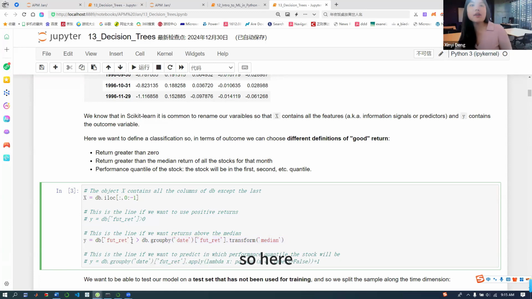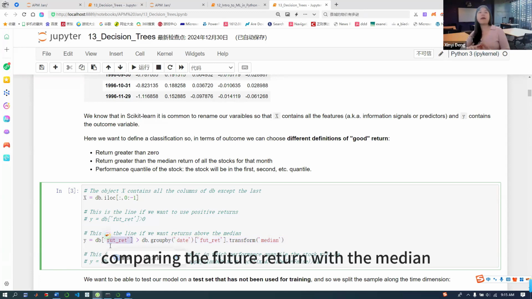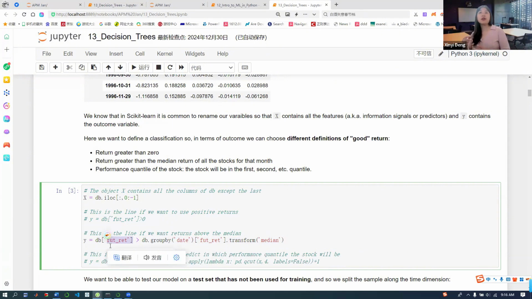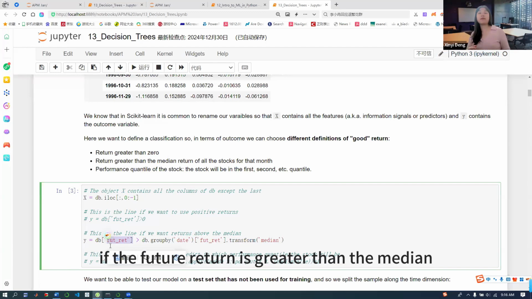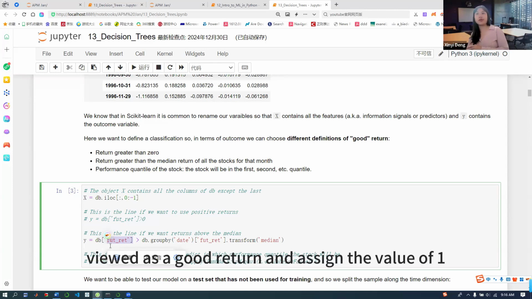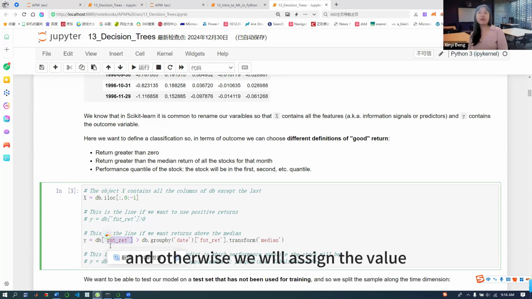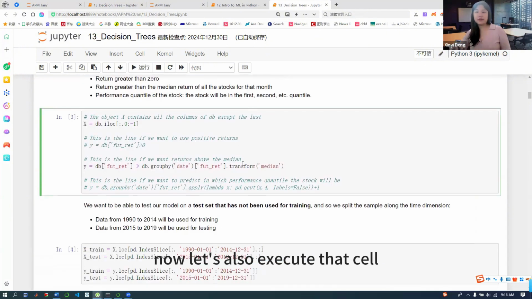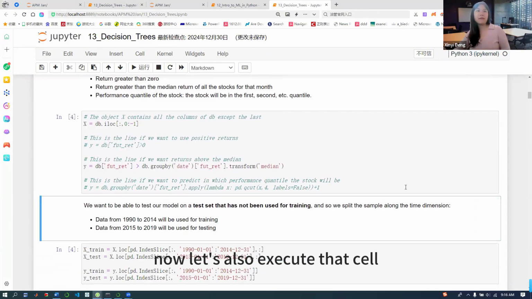So here we are basically comparing the future return with the median. If the future return is greater than the median, then we will view it as a good return and assign the value of 1. Otherwise we will assign the value of 0 to the y. Now let's also execute that cell.